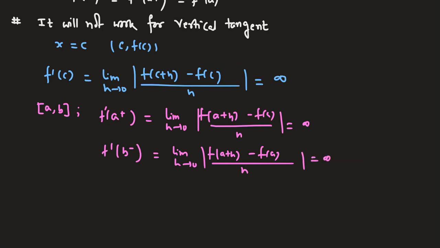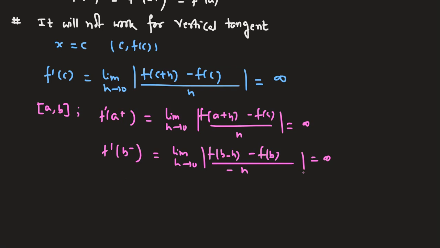Then you can say that one thing: here the point will be not a, it will be the point b. So in that case you are saying that the function is having the vertical tangent at the end points, b minus h, if you consider. So now in this case you are getting what? You are getting the infinity only.